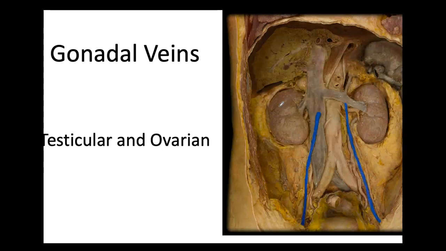Gonadal veins. So these are the testicular and the ovarian, and these are going to be draining up either from the ovary or from the testicle. And on the left side, it's coming in and draining into this that's called the renal vein. And on the right, it actually comes through the inferior vena cava. It's funny that that is not symmetrical.